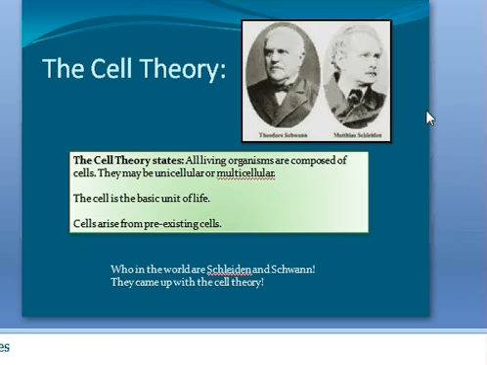Now these two gentlemen, their names are Schleiden and Schwann, or Schwann and Schleiden. And these are the two guys that, historically, are said to have come up with the cell theory. And again, you'll want to reread through here to memorize exactly what makes up the cell theory, okay?